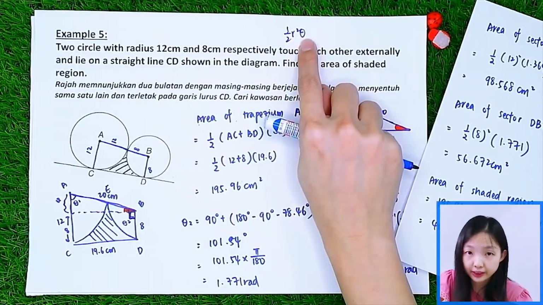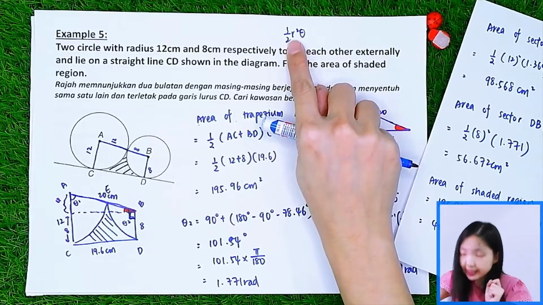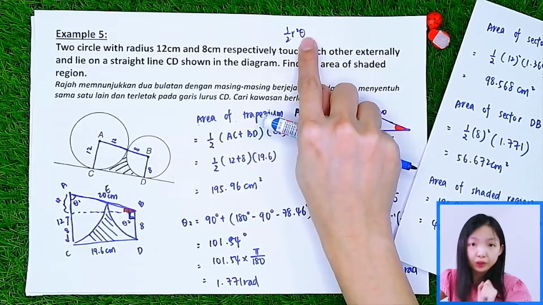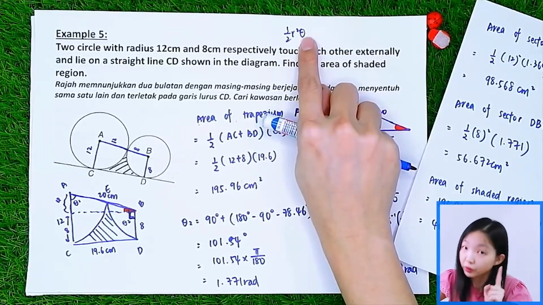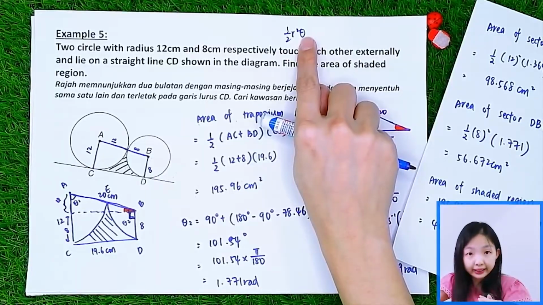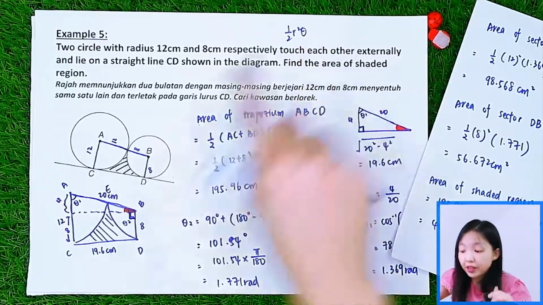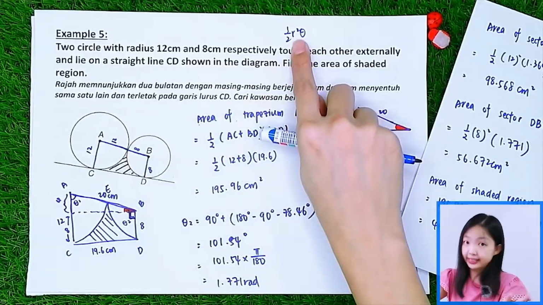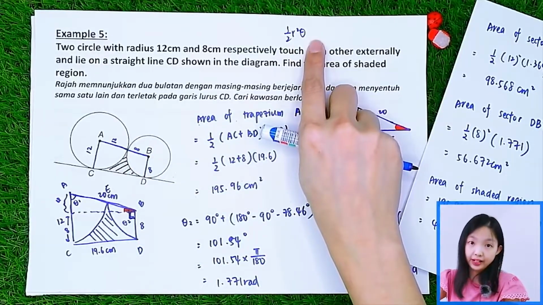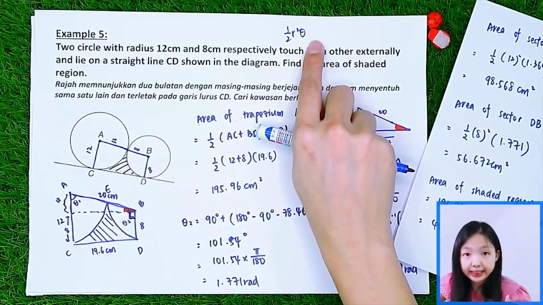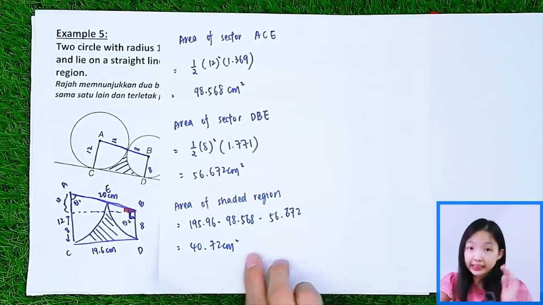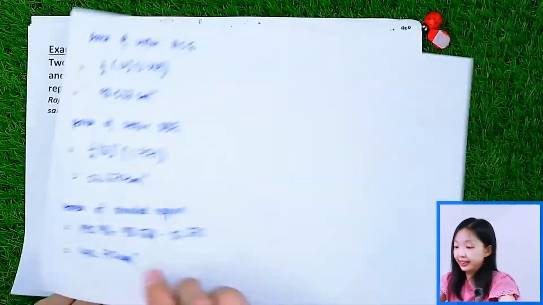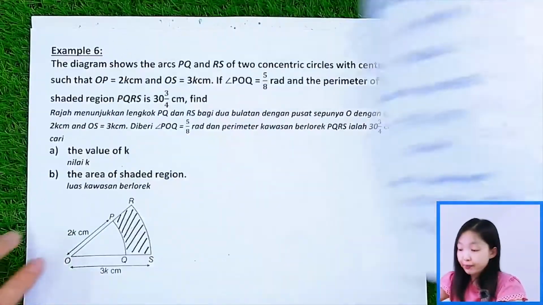Then you have to ask yourself, do I have the r? Yes, I have. Do I have the theta? No, I don't have. Then you know you have to find it. Okay, you have the planning. After you find this data, then you have to ask yourself again, do I have the r? Yes. Do I have the theta? No, I don't have. So you can plan step by step. Then you can find your answer easily.